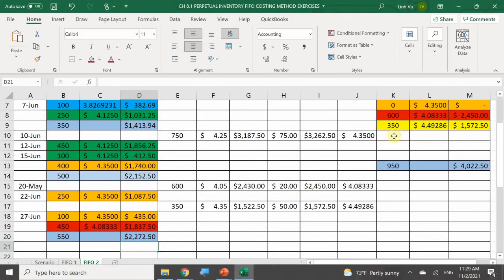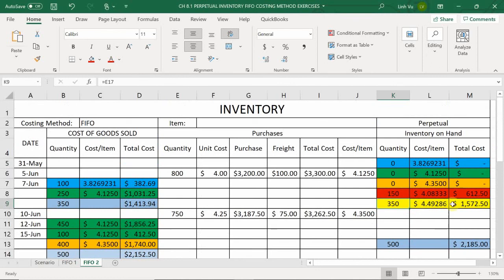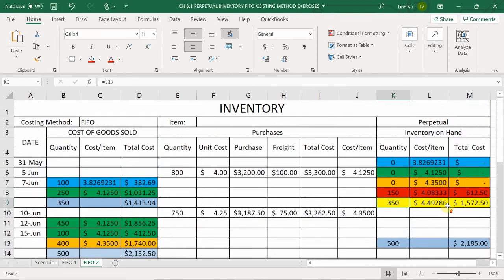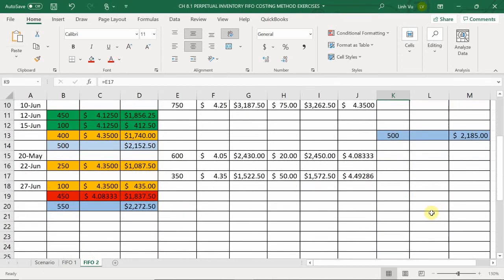Okay, so therefore I need to do my calculation. 600 minus 450 gives me a total of 150 remaining at a total price of $612.50. Okay, so therefore I should have a grand total of 500 units left on hand, which was correct, at a grand total cost of $2,185 even. Okay, and that is how you do perpetual inventory for FIFO.